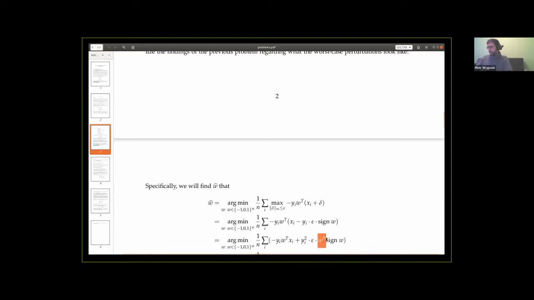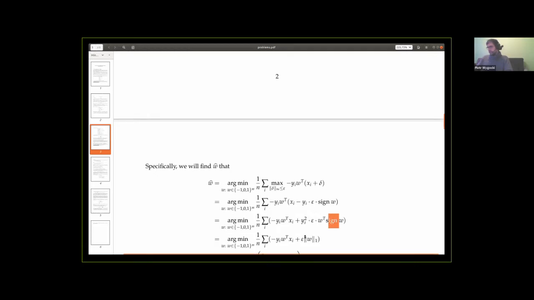So here what happens is we have W transposed times the sign of W, and also here is this y_i squared term. So we can simplify this a lot, because this always equals one. So we can just remove it, and here we've got W times the sign of W. You can see that this makes W always positive, because if it is positive, this equals one. If it is negative, this equals minus one. So in the end, what we've got here is epsilon times the L1 norm of W.